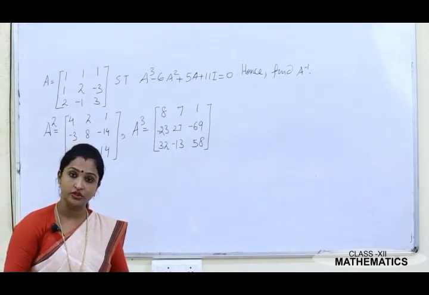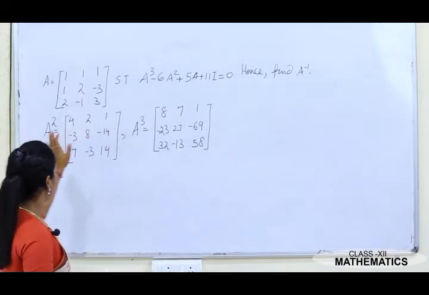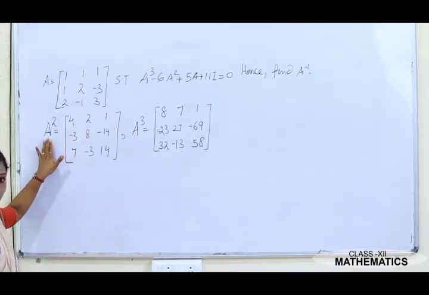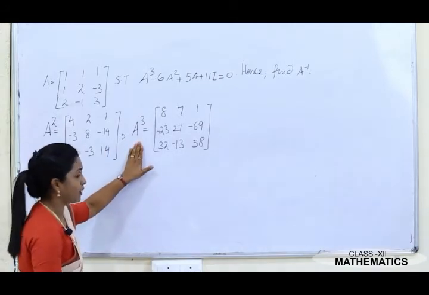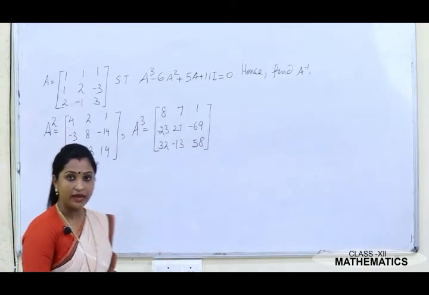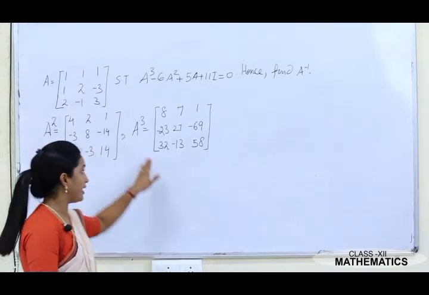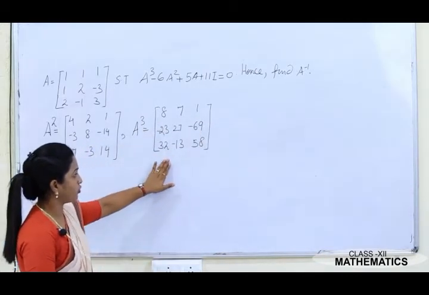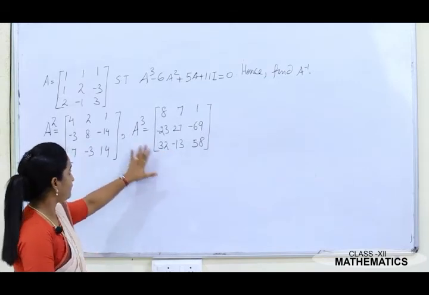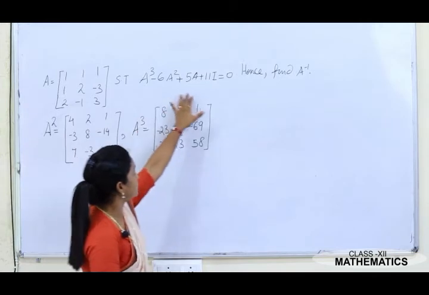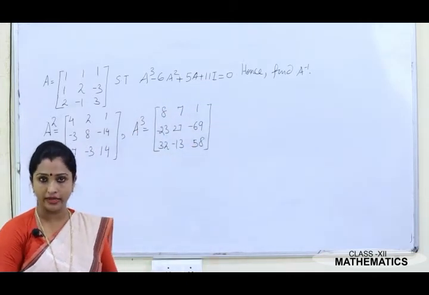Again, these types of questions we have already done in matrices. So you have to just find a square. Okay, when you find a square you will get these answers, correct? And when you find a cube, how to find a cube? You have to multiply a square with a. When you multiply a square with a, you're going to get a cube, and this is the matrix you're going to get for a cube. Okay. Now after finding the values, you have to just substitute it and see whether you're getting 0 or not. You have to get 0 there, correct?